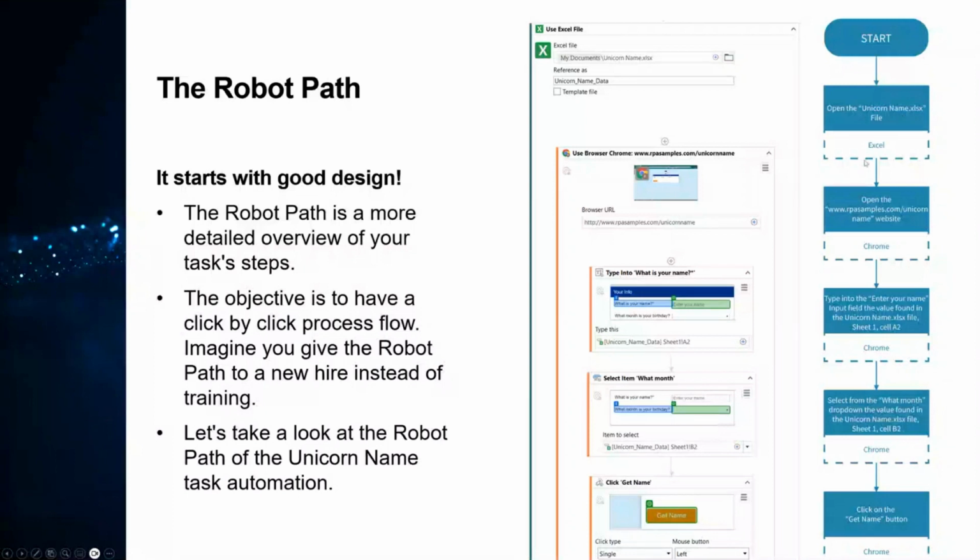So the application required is Excel. Then we open up the website, which requires Chrome, Edge or Mozilla. I need to select, enter your name, type into the section, select your name, and you use the data in A2, the column cell A2.